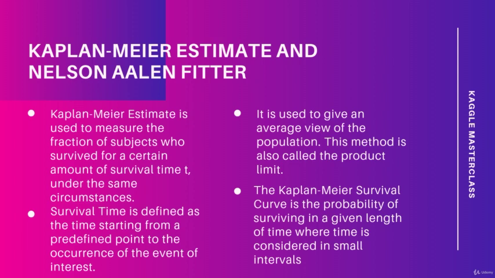Survival time is defined as the time starting from a predefined point to the occurrence of the event of interest. The Kaplan-Meier survival curve is the probability of surviving in a given length of time, where time is considered in small intervals.